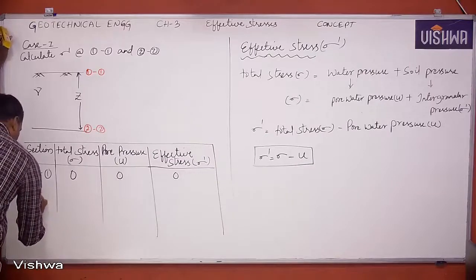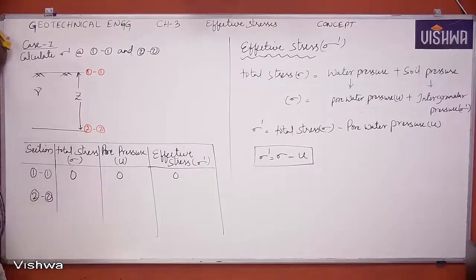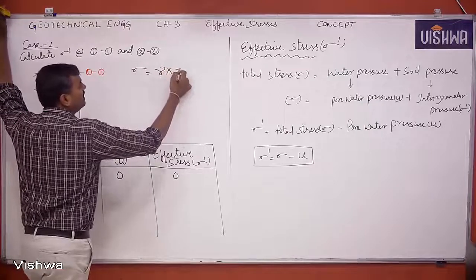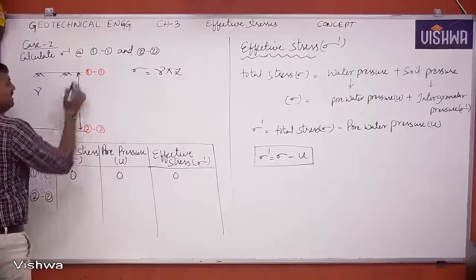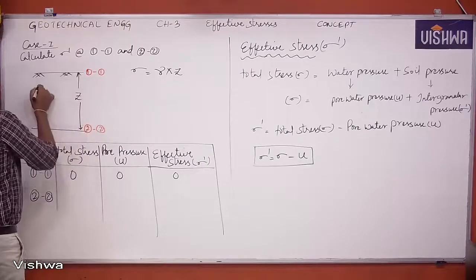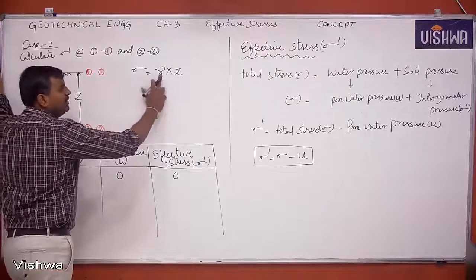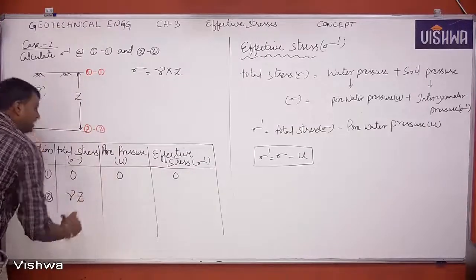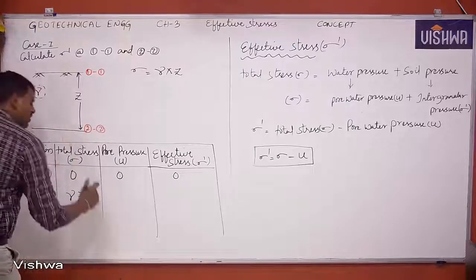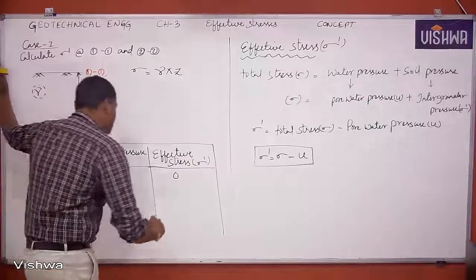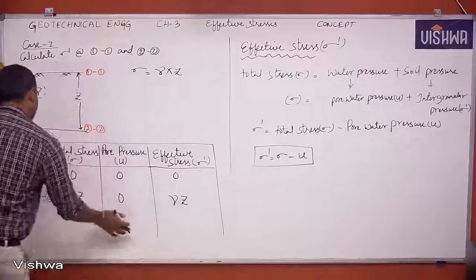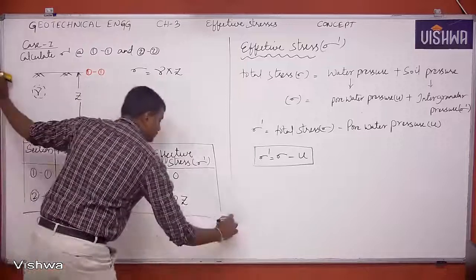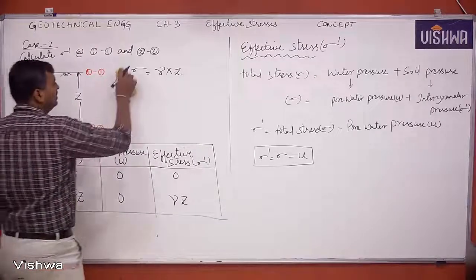Now at 2-2, what is the total stress? Total stress sigma is equal to unit weight of soil into thickness of soil. The total thickness of soil up to 2-2 is Z and unit weight of soil is gamma. Therefore, total stress sigma is gamma Z. Since there is no water table, once again pore water pressure is 0. What will be the effective stress? Gamma into Z. This is the standard table and calculation.